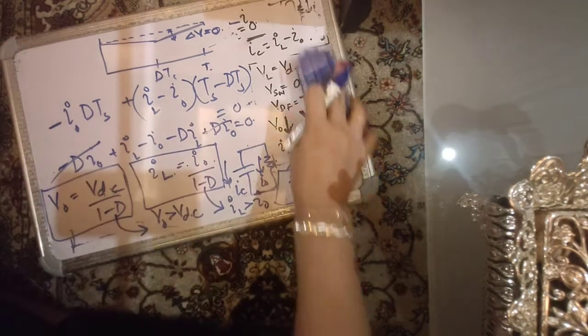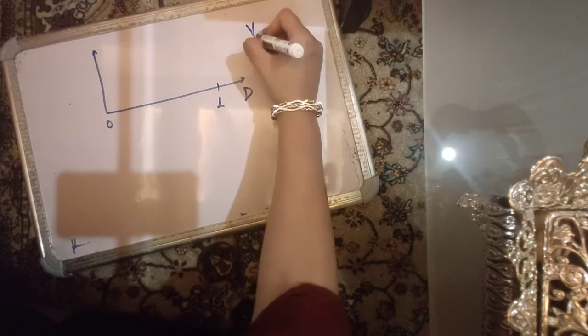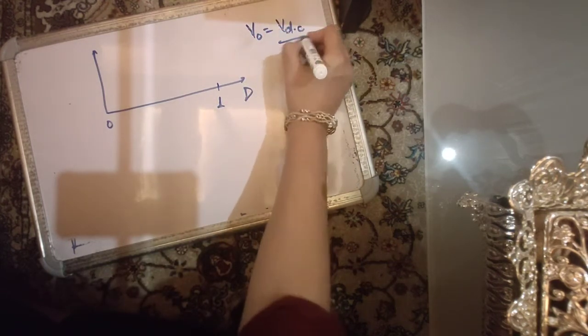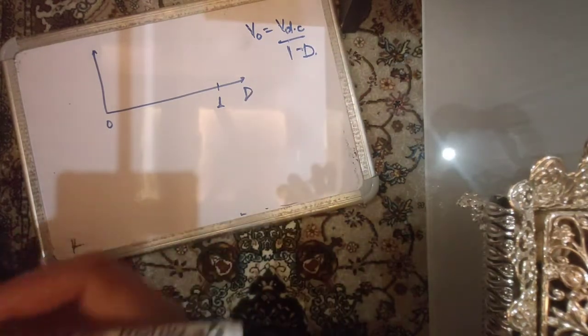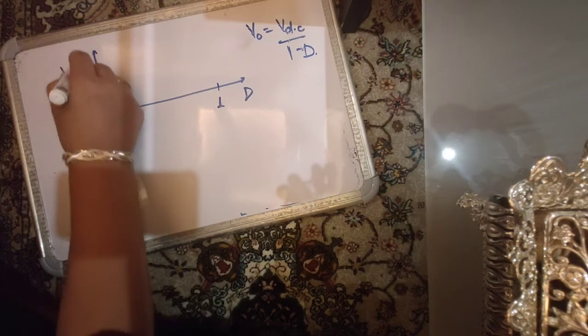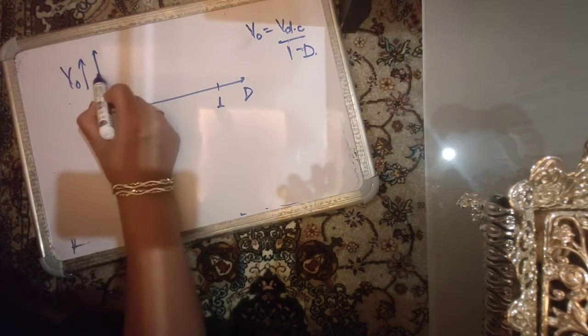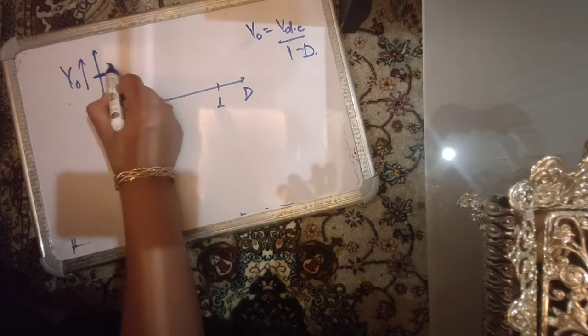If we want to plot this curve, let's plot the voltage curve; the current one will obviously look the same. The duty ratio is varying from 0 to 1, and I know that V naught is equal to VDC upon 1 minus D. So I have voltage V naught. When the duty ratio is 0, the voltage across the load is equal to VDC.